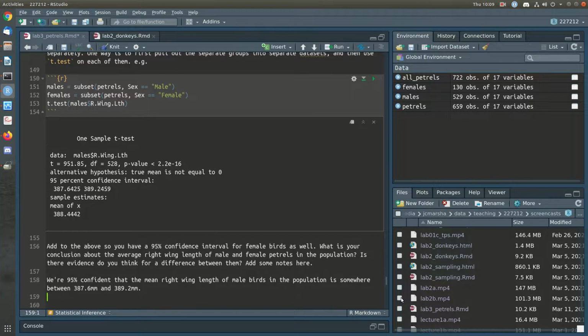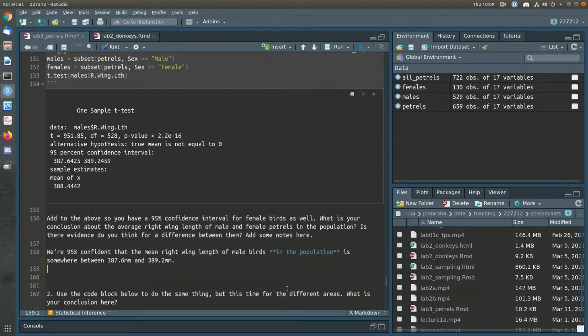Okay, so this in the population is important, right? Let's put some asterisks around that to bold it up. That's the difference. So that's what the confidence interval is essentially giving us, right? That's what our inference process is giving us. Instead of in the sample, it's giving us in the population, right? Which is a much more powerful thing.